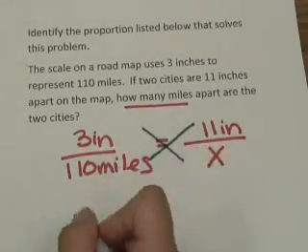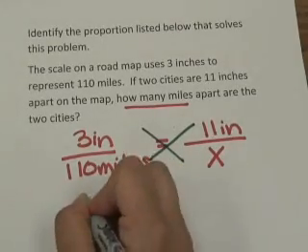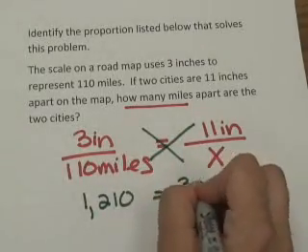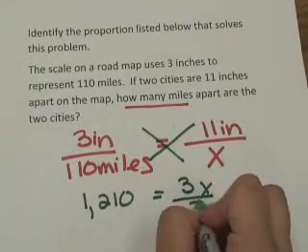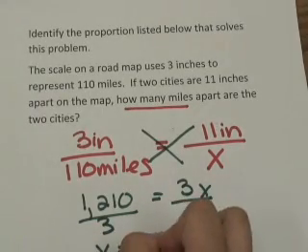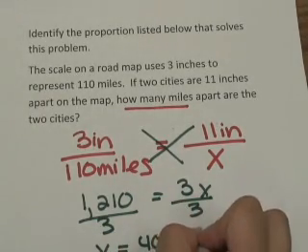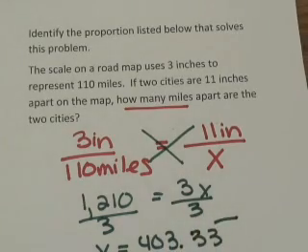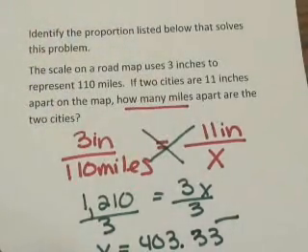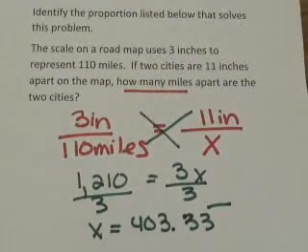11 times 110 is 1,210. 3 times x equals 3x. Now again, to solve for x, I need to divide by 3. x equals 403.33. This is actually a repeating decimal. So that means that in this map, 11 inches represents 403.33 miles.